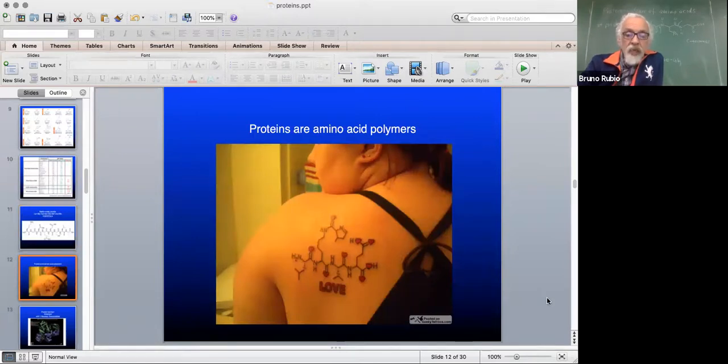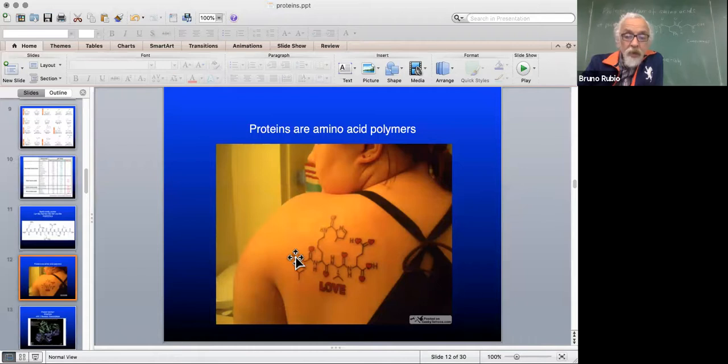The love protein. See her tattoo here? Yeah, the love protein. Now, this is not a protein that if you ingest it or slip it into someone's drink on a date, they will fall in love with you. That's not what it is. This is simply if you were to take amino acid L, which is leucine, amino acid abbreviated O, which is ornithine, V, which is valine, and E, which is glutamic acid, and string them together as a protein.